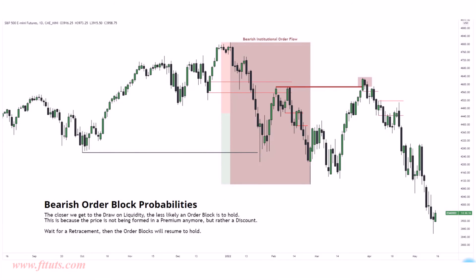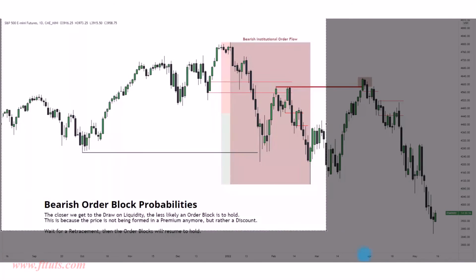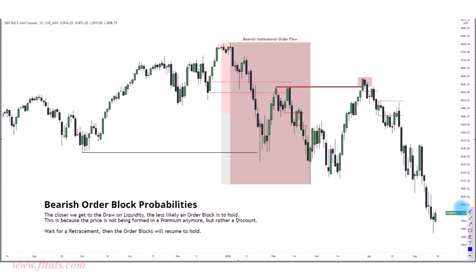So now let's talk about the bearish order block probabilities. So the more we trade into discounted prices, the less likely bearish order blocks are going to hold, right? Because discounted conditions don't blend well with resistance levels. Resistance levels blend well with premium prices. It's because discount is basically oversold and this is overbought. So just think of this like an indicator.